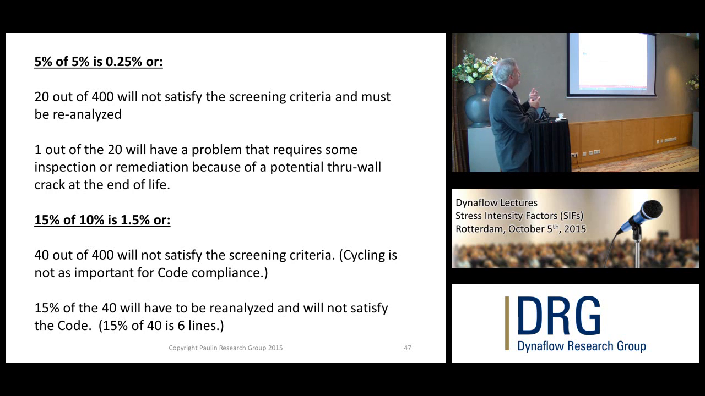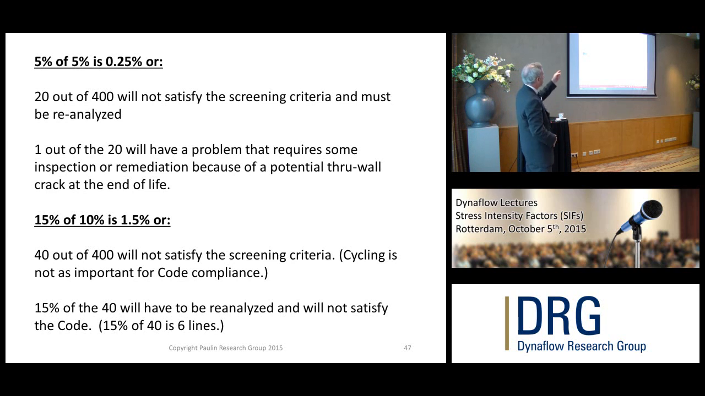So let's just look at some numbers. 5% of 5% is 0.25%. 20 out of 400 will not pass screening. So if you take 400 lines and you screen them, screening takes maybe 5 minutes, maybe 10 minutes. So you screen. 20 out of 400 need to do more analysis, because it's got a high D over T ratio. It's got an OLET on it between D over D of 0.5 and 1. It's got cycles greater than 5,000. It's got just a variety of things where we know the SIFs are wrong.